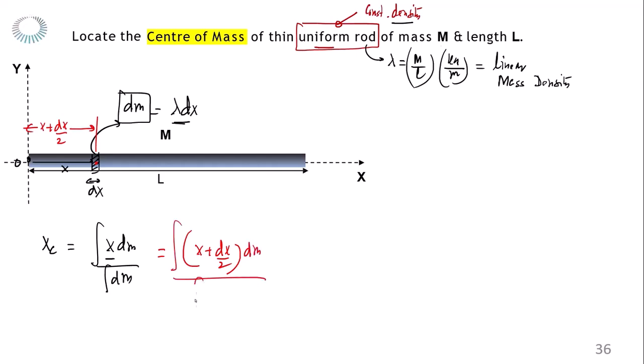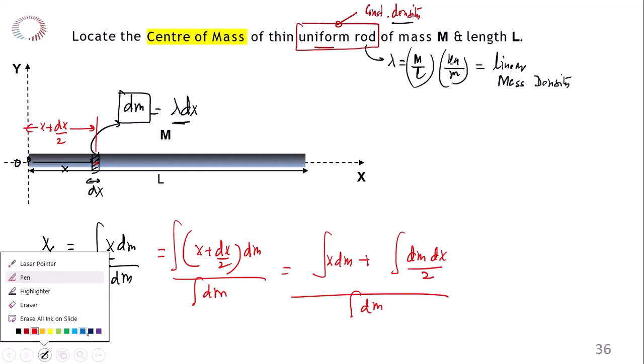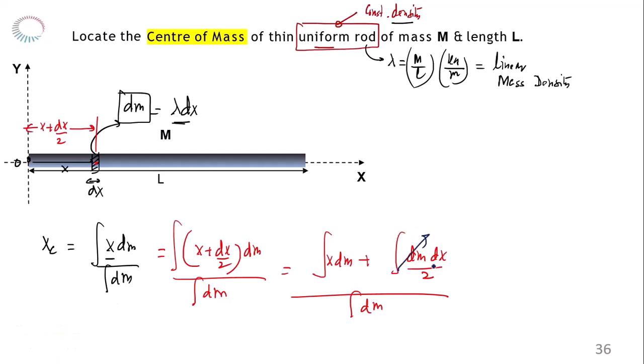Again, in the denominator it is the integration of dm. Once I solve the numerator, I get the integration of x dm, and another integration of dm into dx by 2. Since dm is a very small number and dx is also a very small number, the product of these two makes it further small, so you can simply eliminate it. I am left with the integration of x dm divided by the integration of dm, the same formula.